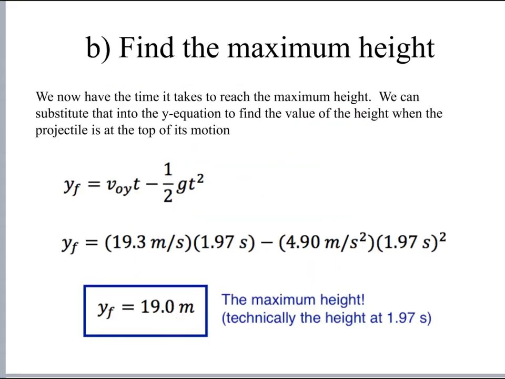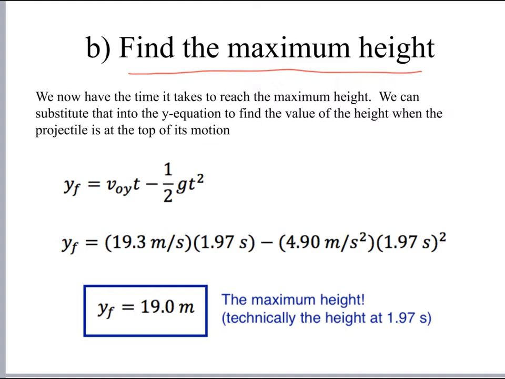Okay, the next part of the problem asks us to find the maximum height. And so which type of thing is height? Well, we know that that's a y. And so if we look at the y equation, which we have customized, it's v naught y t minus 1/2 g t squared. Now, we're looking for yf. Do we have everything else? We've got v naught y. We just found t. We know little g. So we can plug all those values in and just multiply them all out.